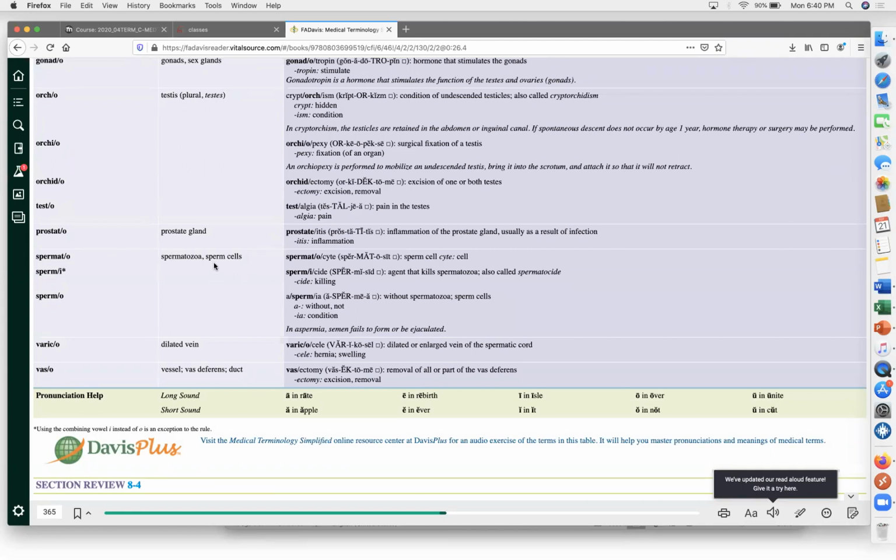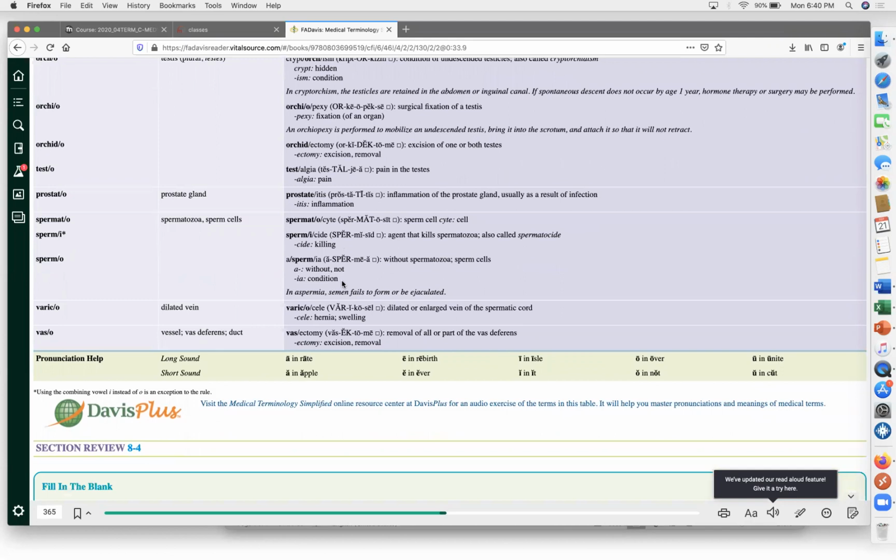Spermatozoa, those are just simply sperm cells. So spermatocyte is another way of saying sperm cell. Spermicide, that's a chemical that kills sperm. And oh, by the way, that's the only difference between the industrial strength hand sanitizer and the hand sanitizer that you got at Walmart.